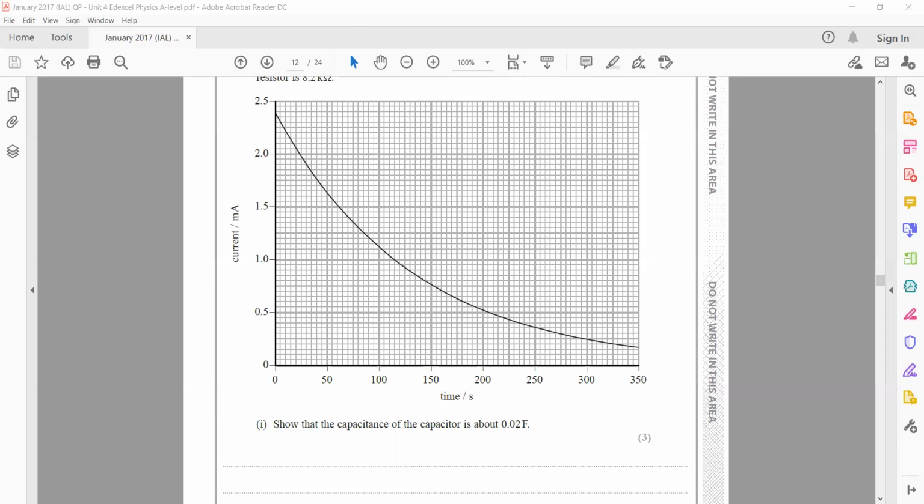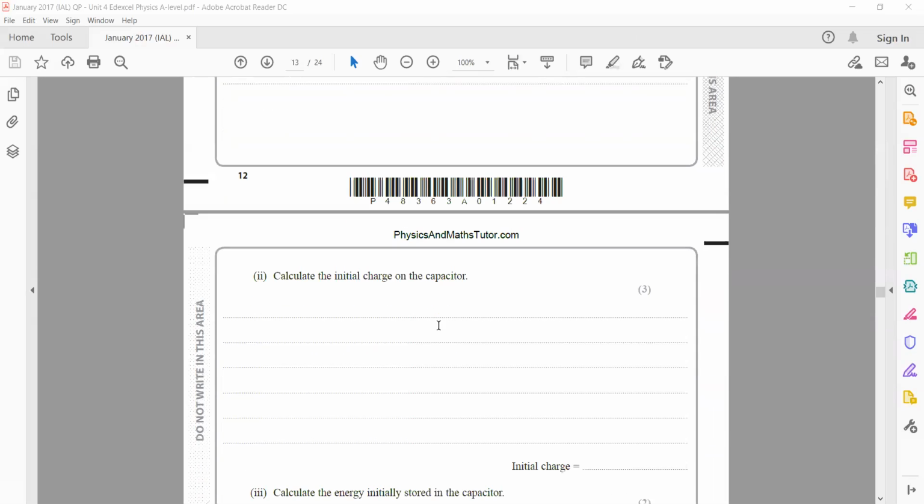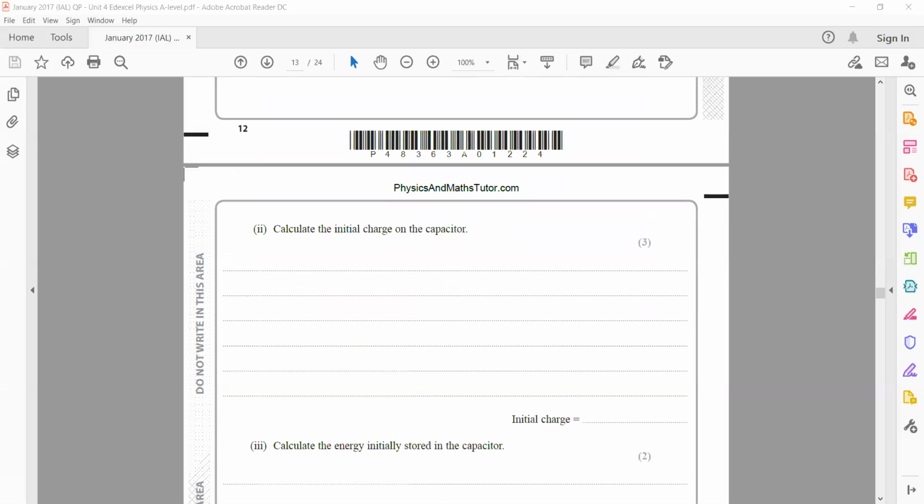For the next part, calculate the initial charge on the capacitor. So how can we find the initial charge on the capacitor, or the maximum charge on the capacitor? We have the formula Q is equal to CV. If I know the capacitance, because we worked it out in the previous part, which is approximately 0.02 farad, then I need a voltage. So how can I find the voltage?